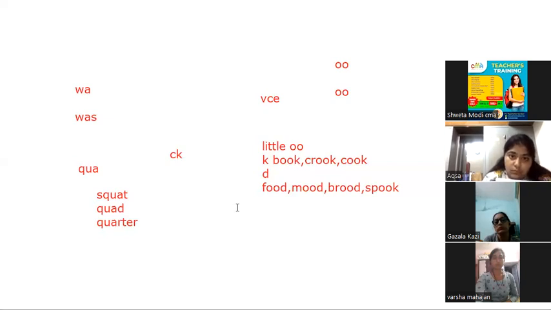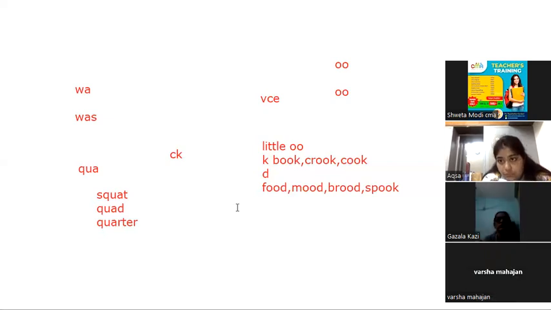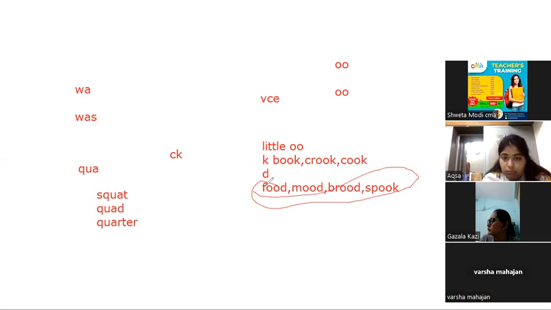Moon, moose, noon, lose. Okay, pool. But these are the exceptions. So you have the short sound with K and D, but there are few exceptions. So these are the few exceptions. So little oo will be with K and D, and with any other letter it will be the long oo sound.